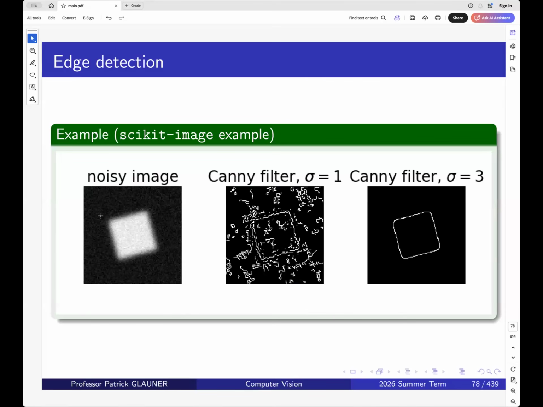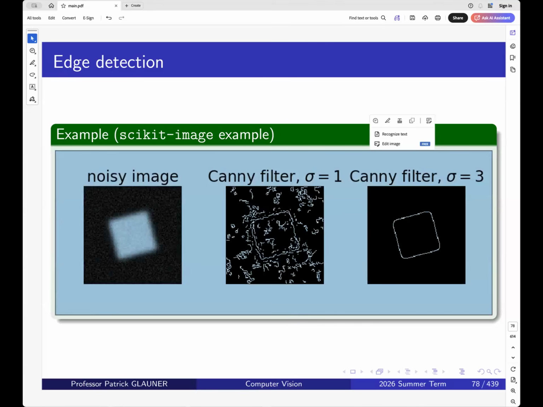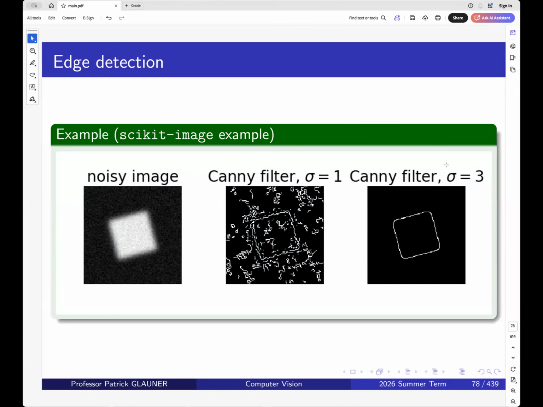What we see here is the example. We have an image that we generate, a noisy image. We have some square that is rotated, with salt and pepper noise. And then for the sigma, it's the parameter used here. We apply this with sigma 1. We get a lot of noise, as you can see, far more than the rectangle or the square. We got the square, but more noise. And if we change this parameter value to 3, we actually get our square.